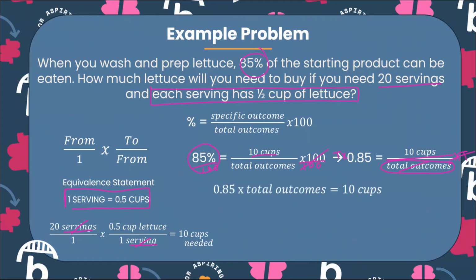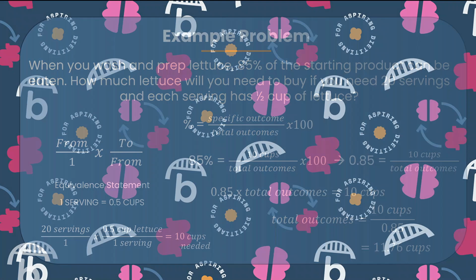So to solve for total outcomes, we need to undo this multiplication. We have to divide both sides by 0.85. 0.85 cancels out over here. And that will tell us how much lettuce we need to buy. 10 divided by 0.85 is 11.76 cups of lettuce. Let's work on another one.